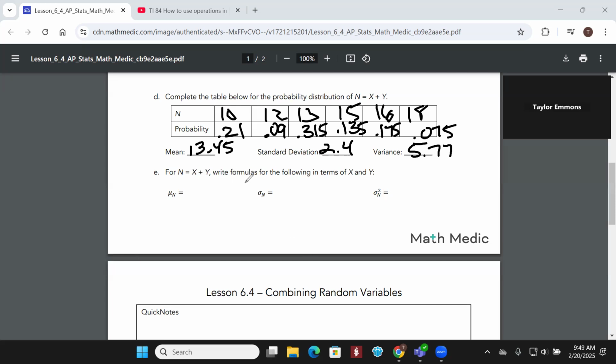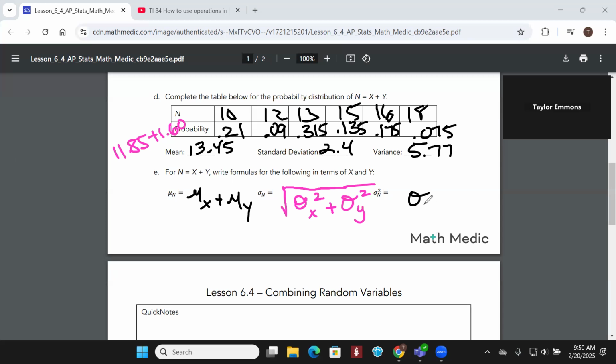Now, for n equals x plus y, we're going to write the formulas for the following in terms of x and y. The mean of it would be the mean of x plus the mean of y. So back up at the top, we would add the two means that we got at the top. So that's 11.85 plus 1.60. You see those two numbers up at the top, right? For standard deviation, you're going to take the square root of the standard deviation of x squared plus the standard deviation of y squared. And then the variances, you're just going to add the variances together. So instead of plugging all that in, we already found the mean and standard deviation for both tables.